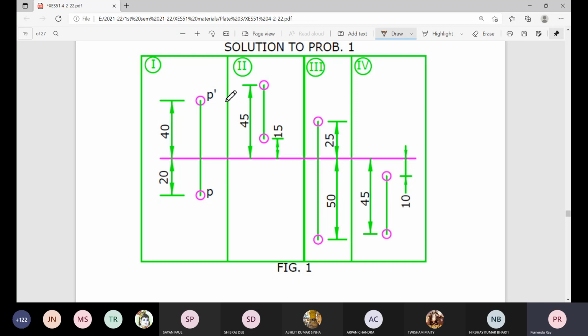Done? Do you have any ambiguity about this solution? Any query? No, sir.